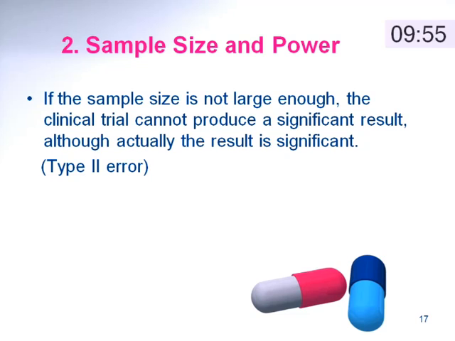So if the sample size is not large enough, the clinical trial cannot produce a significant result, although actually the result is significant. That error is called the type 2 error in statistics.